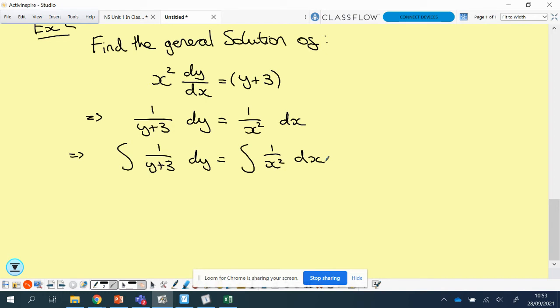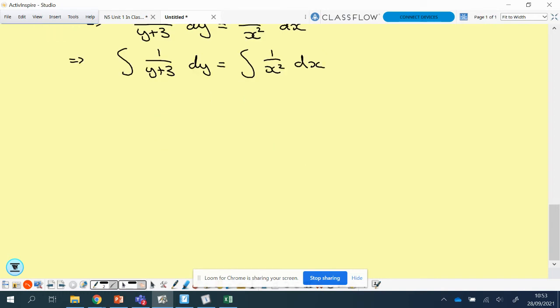Okay, so now let's think about how we integrate both of these. How do I integrate 1 over y plus 3? What will that become? That's a log. The y is just a power 1, so that's just going to be log of y plus 3. That's going to equal, now we know the answer to this, we've done that in the previous one, negative 1 over x plus c.